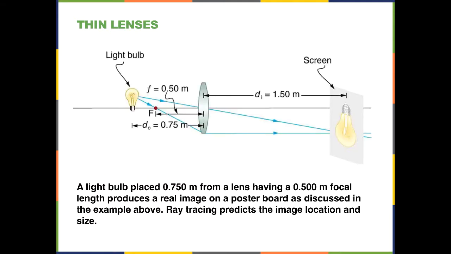So here we have an example of a light bulb placed 0.75 meters from a lens having a focal length of 0.5. It produces a real image on a poster as discussed above. The ray tracings predict the image location and size. Now you can do the math on this one, but we'll have a couple of examples to go through in just a minute.